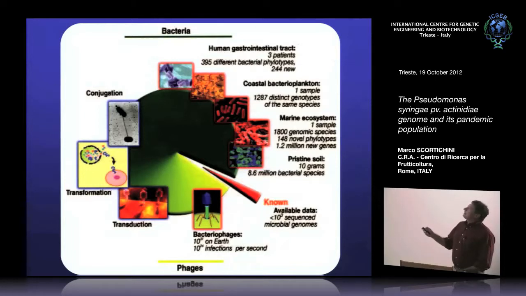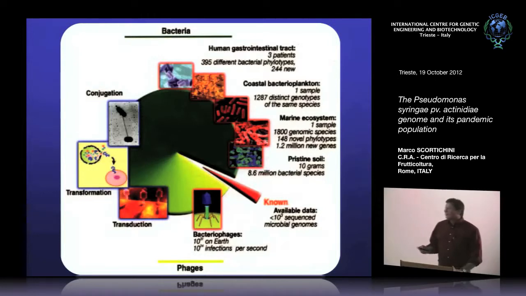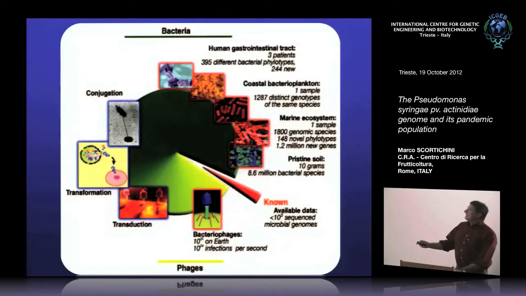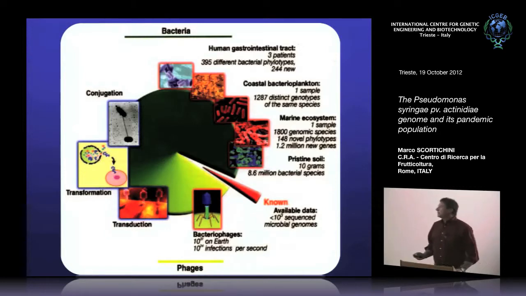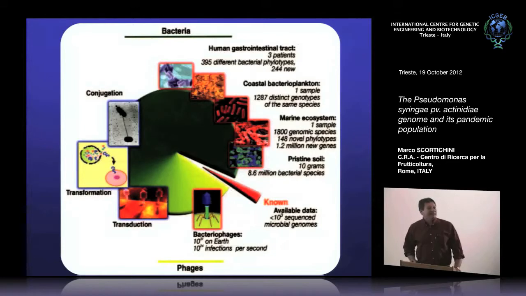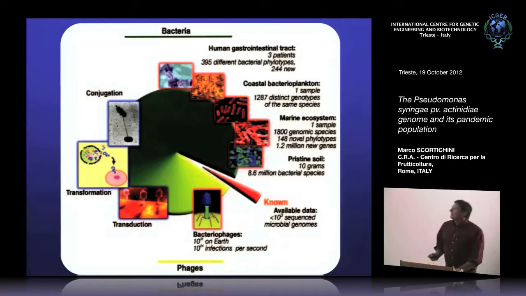This is coastal bacterioplankton. One sample, more than 1,000 phylotypes. Marine ecosystems, a lot of pristine soils. In 10 grams of pristine soil, you can find almost 9 million bacterial species. And this arrow is stating that currently the available data concerning microbial genome sequencing is more or less 1,000 genomes. So we are really still at the beginning of this area.